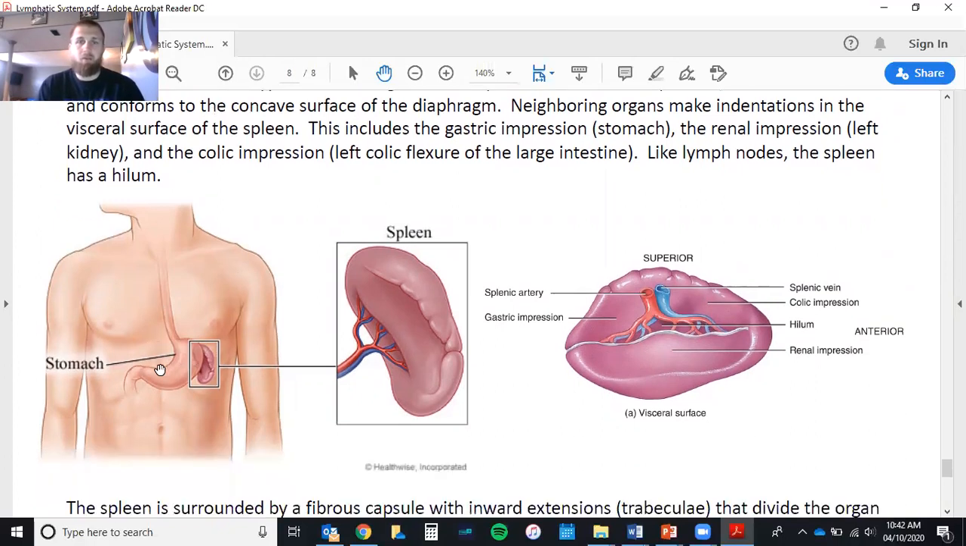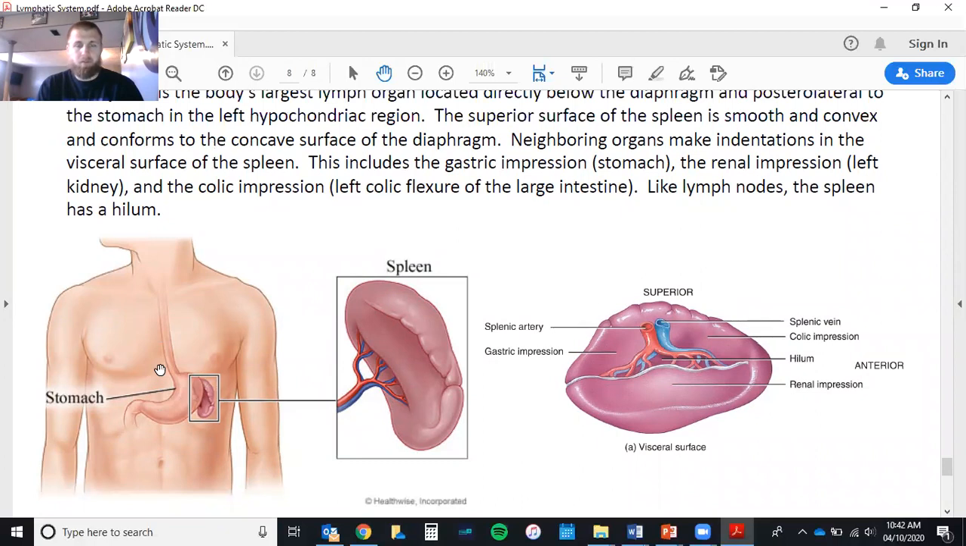Now, this organ has some organs that push inward on it, not necessarily to the point where it indents, but there are indentations of the spleen that basically allow those other organs to occupy a space. The upper surface, which is why I like this picture, you can see is nice and rounded, smooth and convex, and it conforms to the concave surface of our diaphragm, which I'm kind of mimicking here with my cursor.